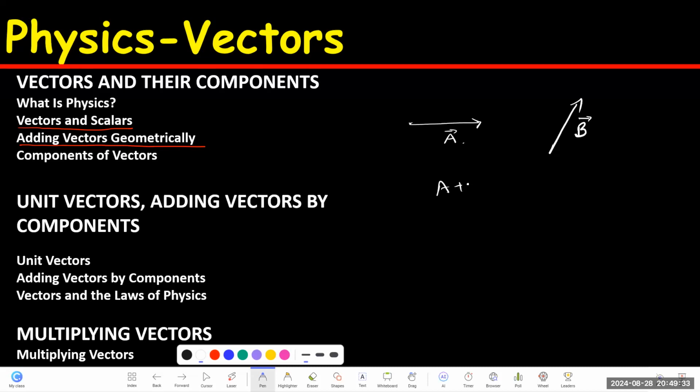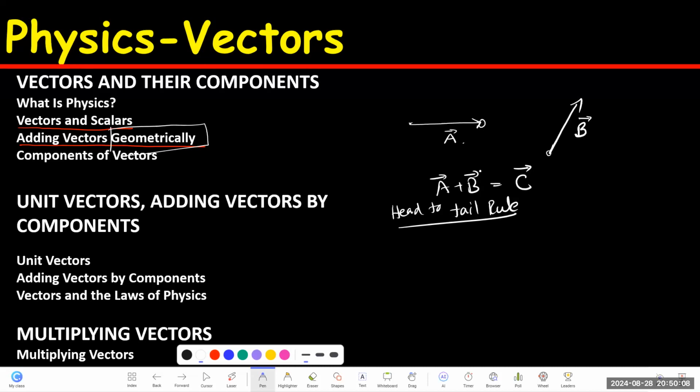So if I want to add A plus B, it should be equal to another vector. If you add two vectors, you get another vector. Now, how can I add vectors geometrically or graphically? I'm going to use what is called head to tail. What does that mean? It means the head of the first vector should be joining the tail of the last vector.